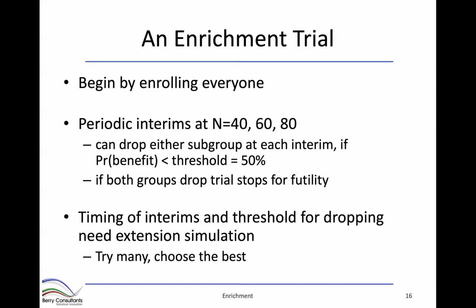You might want to consider maybe only doing interims at 50 and 75, maybe 20, 40, 60, 80 instead of starting at 40. You should explore all of those kinds of possibilities and essentially just pick the one that is the best. I don't know of any formulas that say this is the exact right time or threshold to use. We tend to simulate many possibilities and just try to optimize numerically.